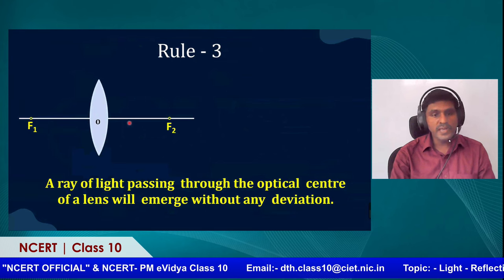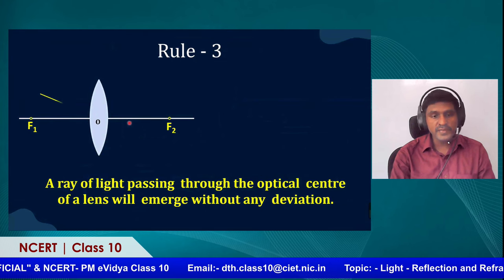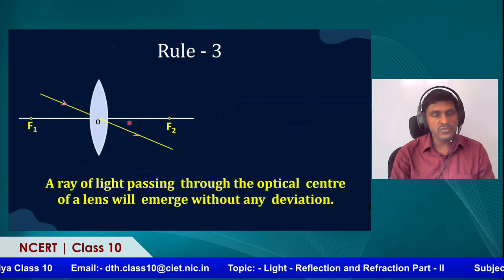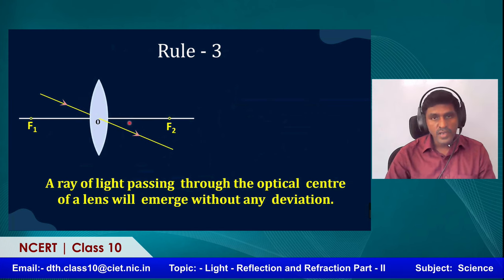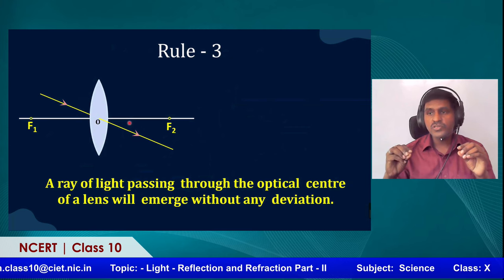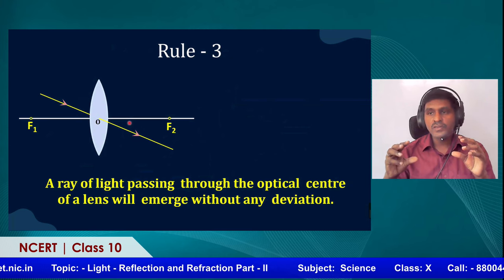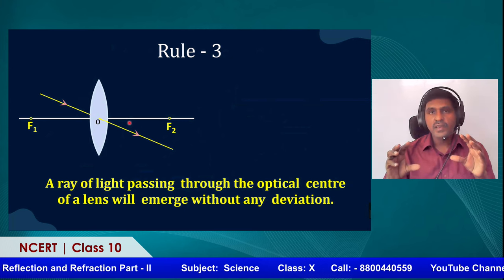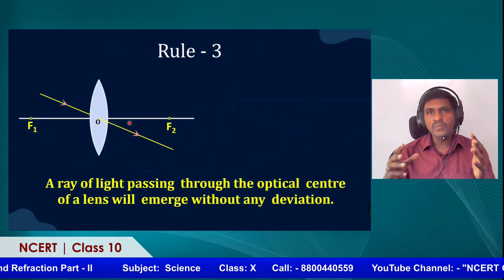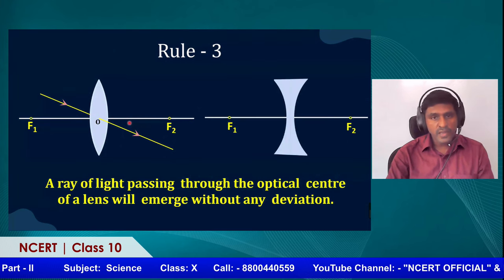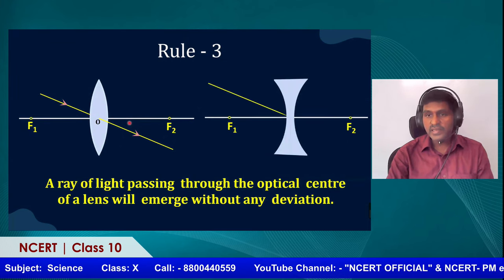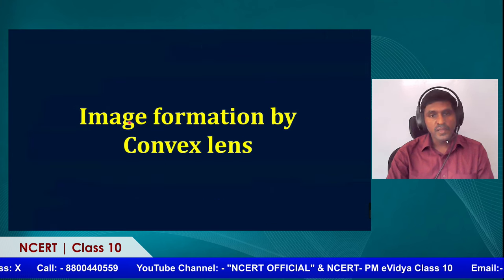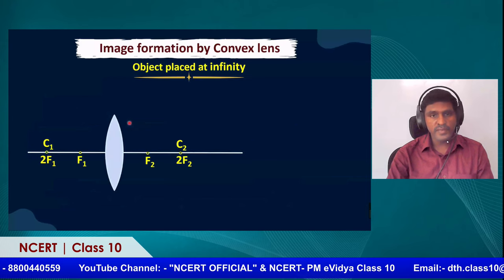Now rule number three: a ray of light passing through the optical center of a lens will emerge without any deviation. So these are the three rules you must know wherever you need to draw a ray diagram. In the case of a concave lens also, the same rules apply. Now, images formed by the convex lens, let us go.